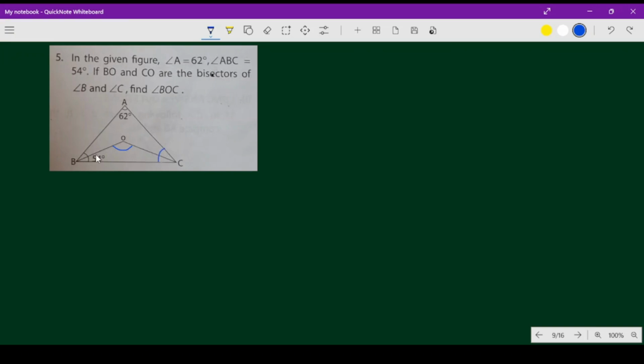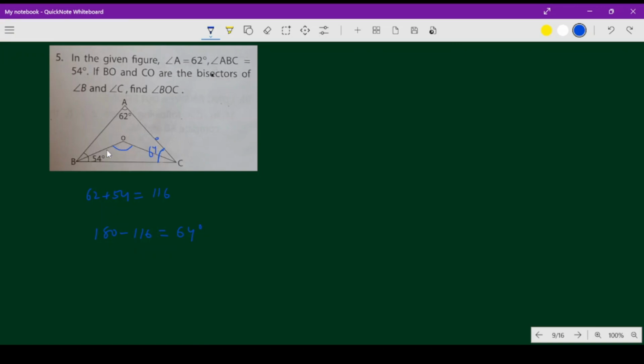So here 62 and 54 sum is equal to 116. So the angle C will be equal to 180 minus 116, which is equal to 64 degree. So this angle is 64 degree.